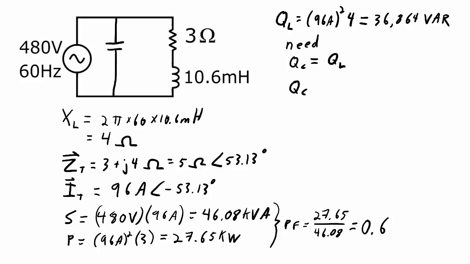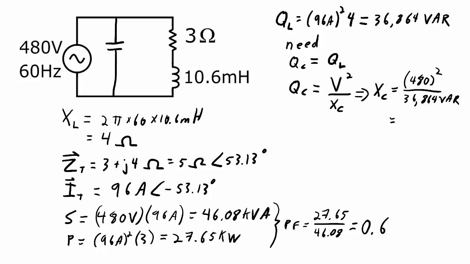Knowing the voltage across the capacitance allows us to easily figure out the reactance of that capacitor, because one equation for the reactive power of the capacitor is the voltage across the capacitor squared divided by the reactance of the capacitor. I know the voltage across the capacitor is that 480 volt source. I know what reactive power value I need. The only thing I don't know in this equation is my XC, the reactance of that capacitor. XC is going to be 480 squared divided by 36,864 var.